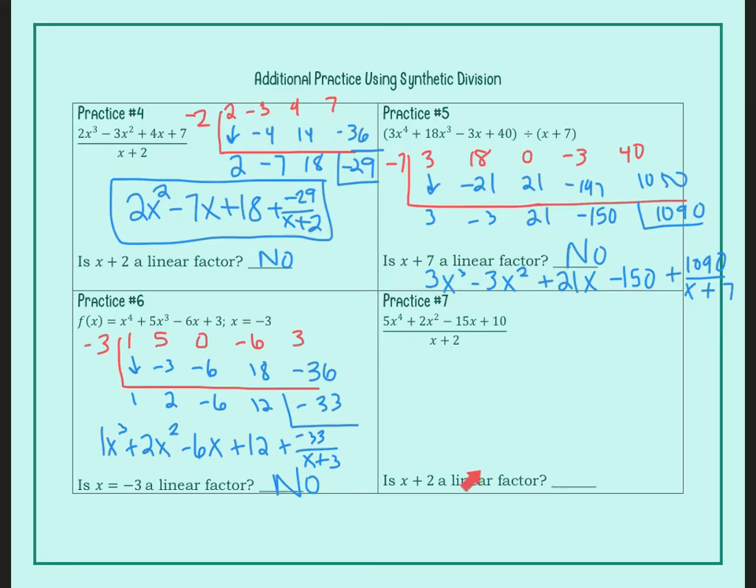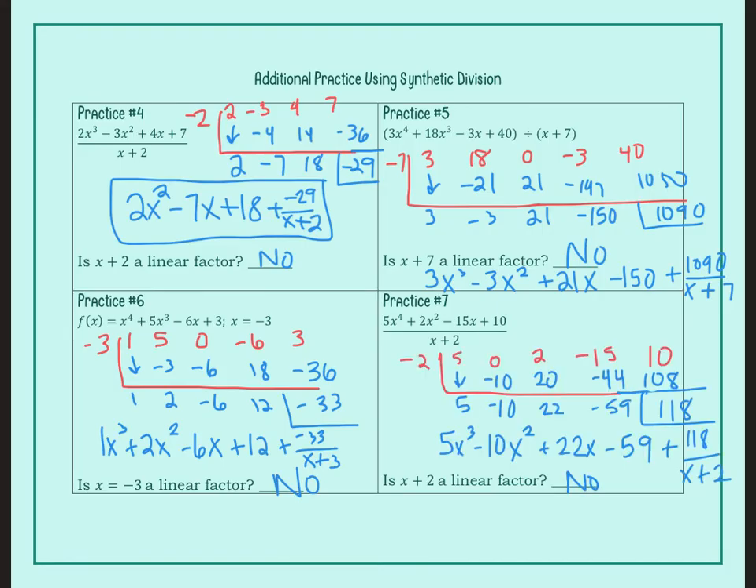Now our last one for the day, go ahead and pause this video and you can try one more on your own. Okay, go ahead and check your work there. I had a remainder of 118, and none of these practice ones were linear factors since I had remainders on all of them.